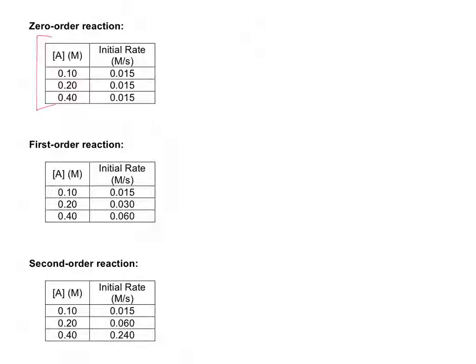So the rate law for a zero order reaction is just rate equals k times the concentration of A to the 0, which is just 1. So the rate is just equal to k. It's a constant, it's always the same. For a first order reaction, what you can see is that in our table here, when we go from 0.1 to 0.2, that doubles the concentration of A. We also double the rate. And then if we go from 0.2 to 0.4, the rate doubles again.